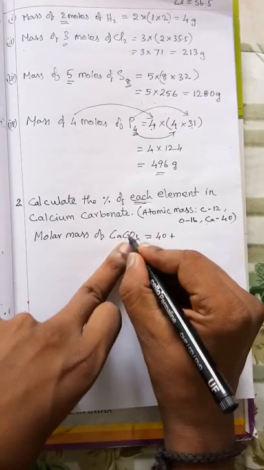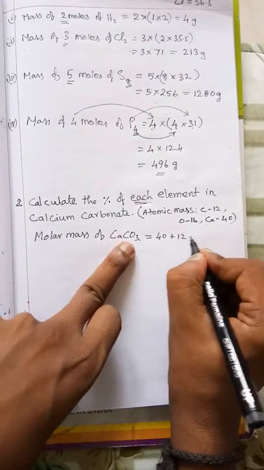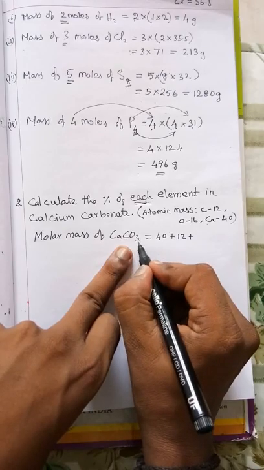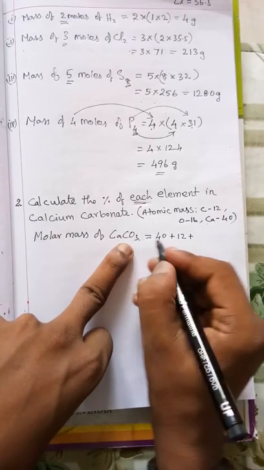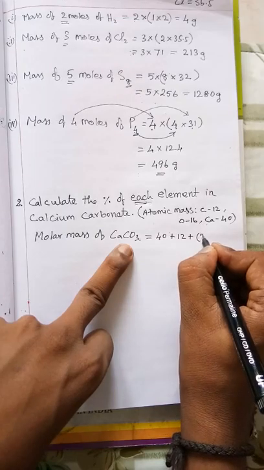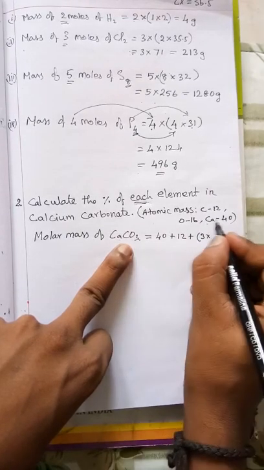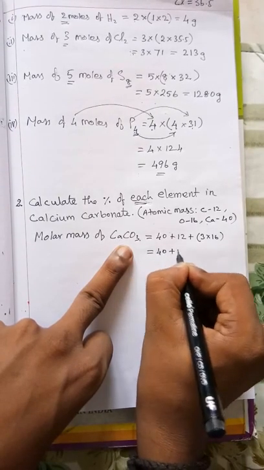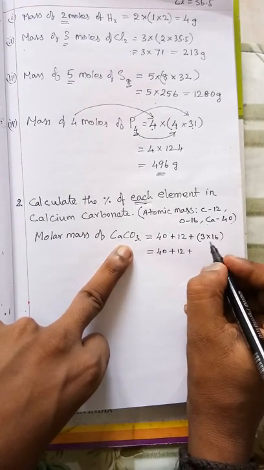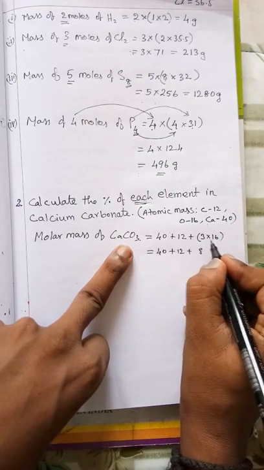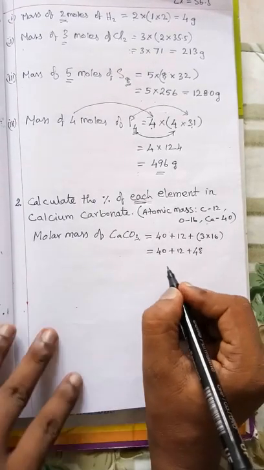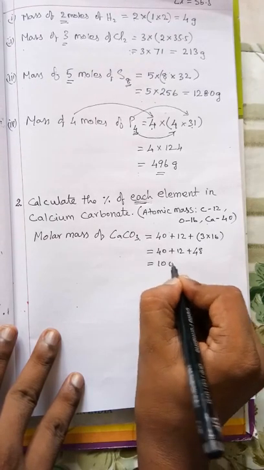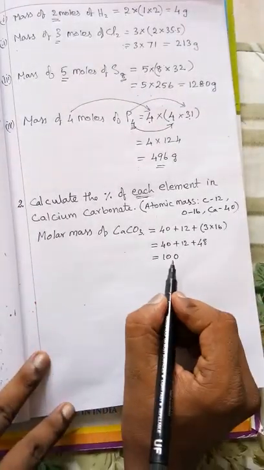Plus carbon, the value given is 12, plus oxygen, 3 is given. In the molecular formula there are 3 oxygen, and each oxygen value is 16. So 3 into each oxygen value 16. So what is the total value? 40 plus 12 plus 3 into 16, that is 48. So now the total value is 100. So the molecular mass value is 100.